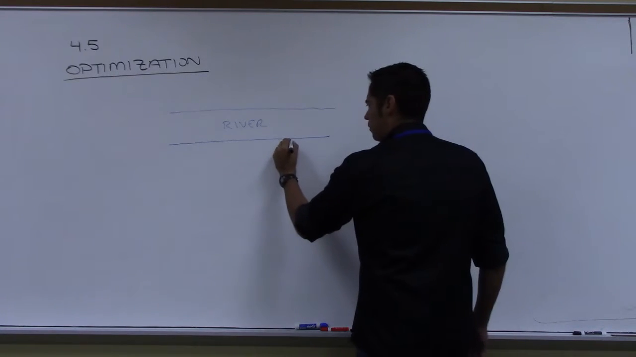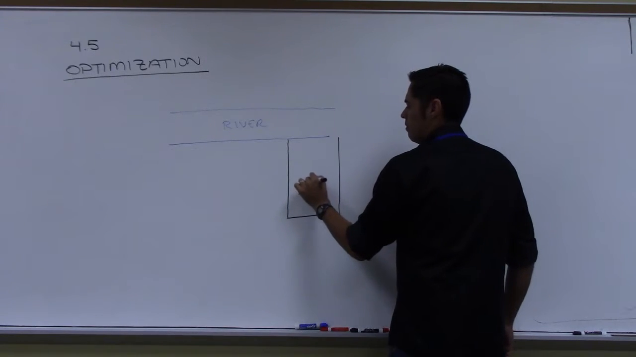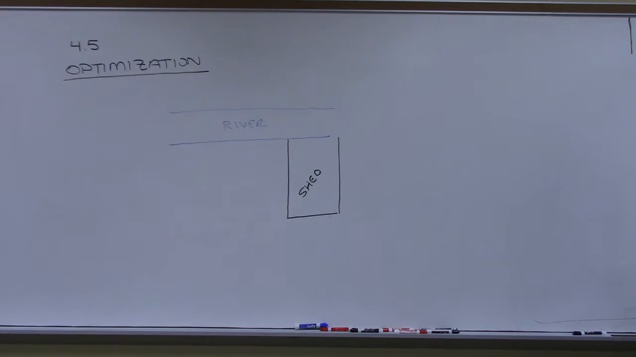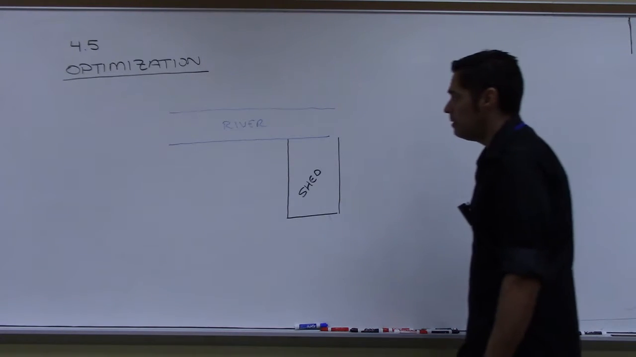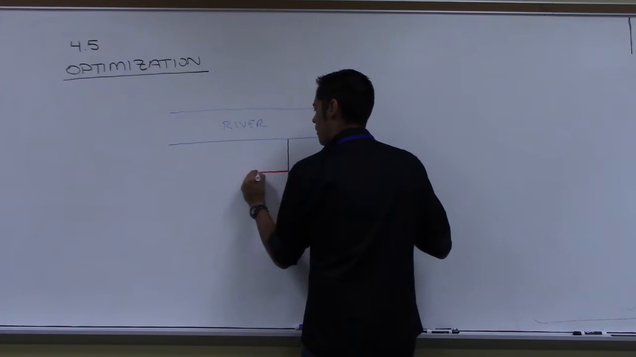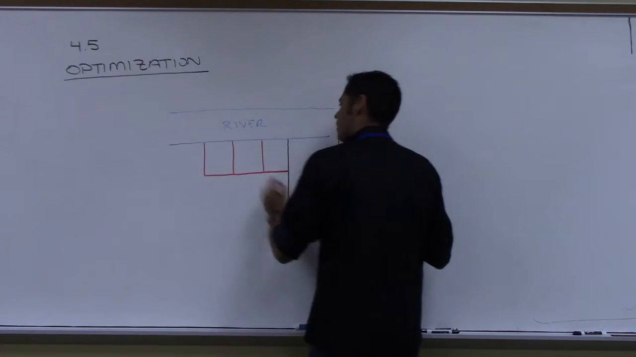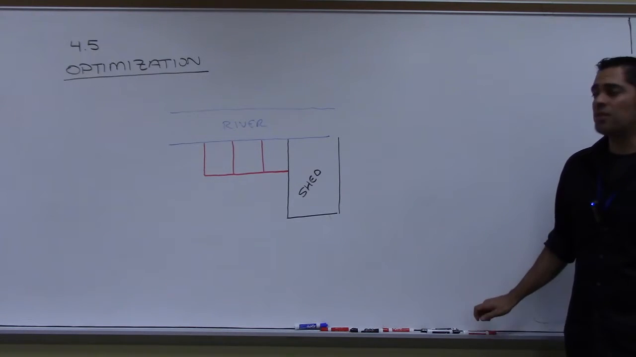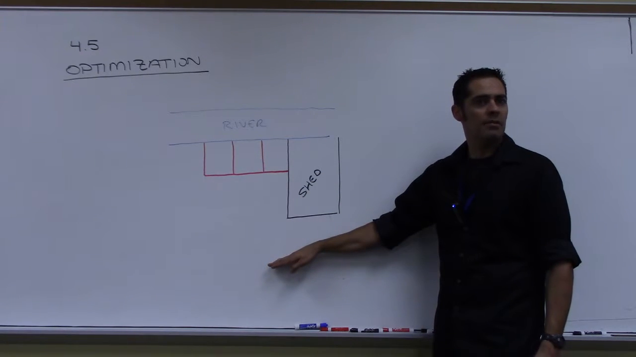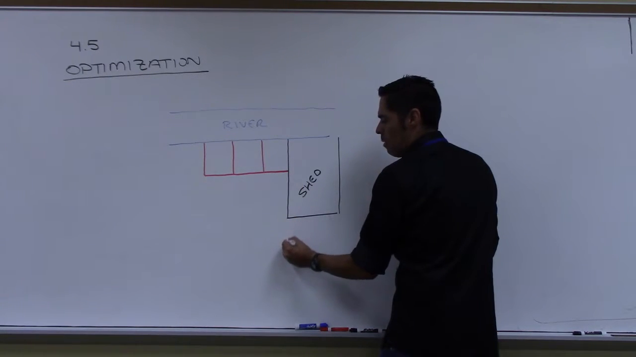He has a shed, a huge shed, this really, really long shed. And then he wants to build his pens like this. He does not want the edge of the pens to come past the edge of his shed. All right, so he doesn't want this picture where the pens would be coming way out.